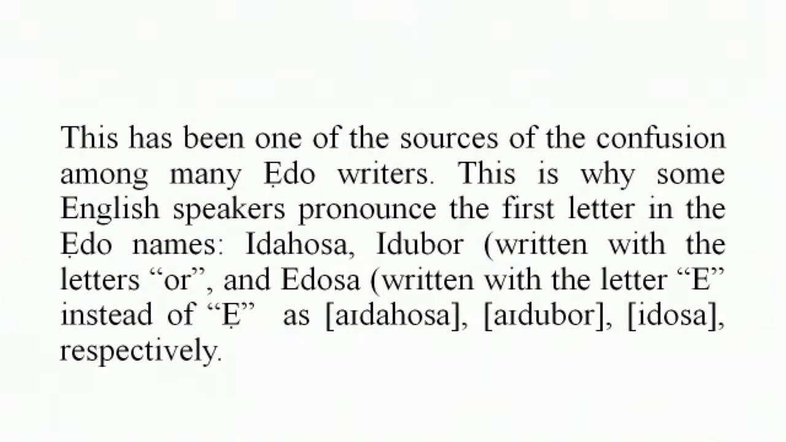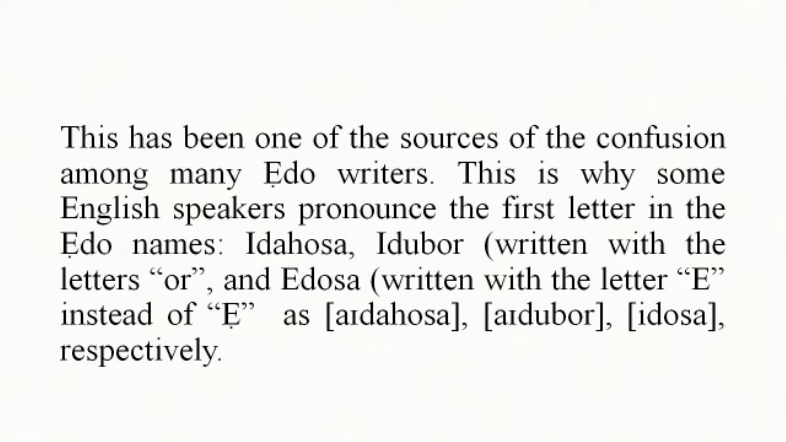This is why some English speakers pronounce the first letter in the Edo names that you have there, Idahosa, Idubo, written with OR, which is wrong. It's supposed to be O with a subdot. And then Edosa, without the subdot. So these figures pronounce Idahosa, for instance, as Idahosa. Yes, it is something that actually happened.